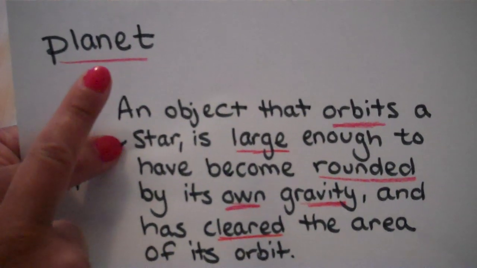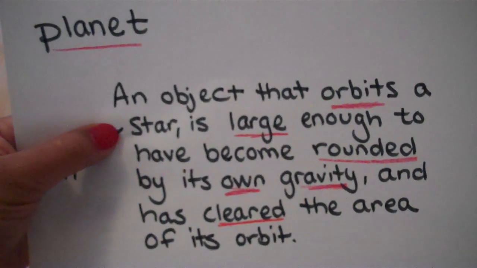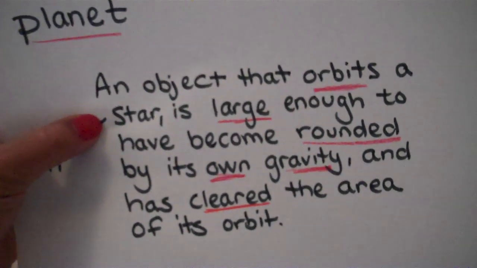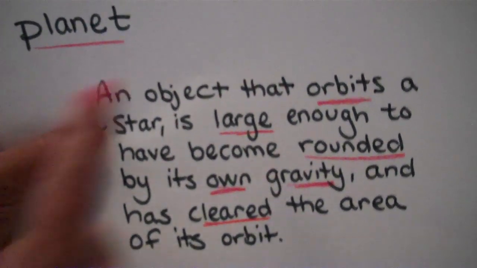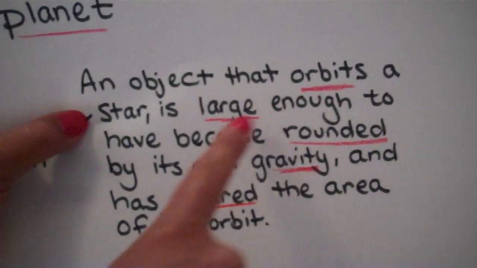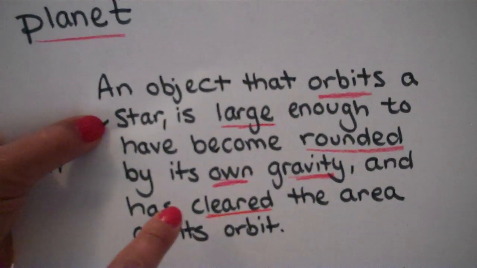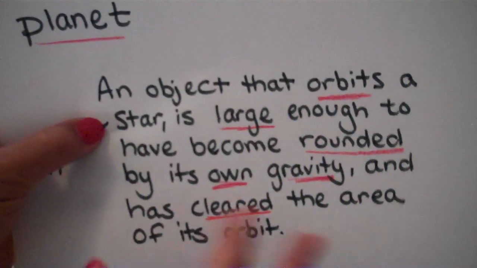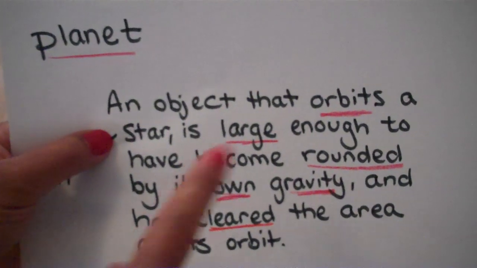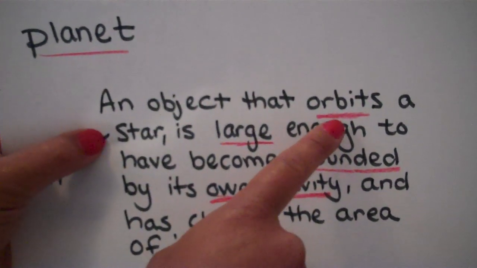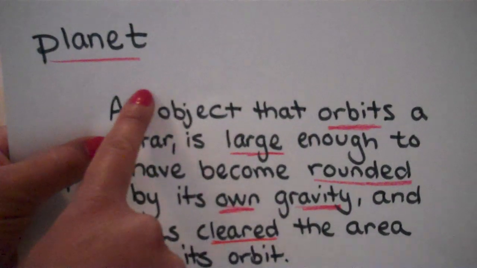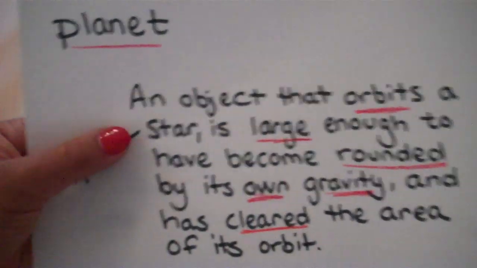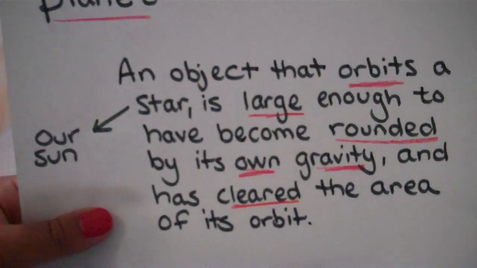So the first word here is planet. An object that orbits a star, is large enough to have become rounded by its own gravity, and has cleared the area of its orbit. So I've underlined some words here that I think are important, that will help us bring this out so it's not just reading the definition. So orbit is a path that any object can take. In this case we're talking about the planet, and it's going to go around a star, and that star in this case is our sun.